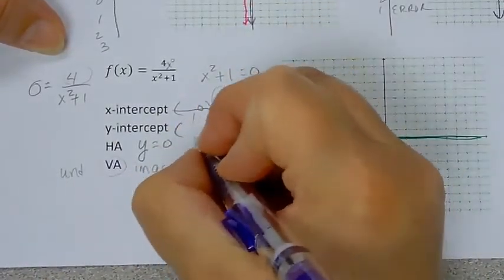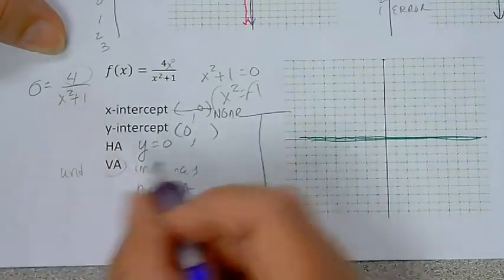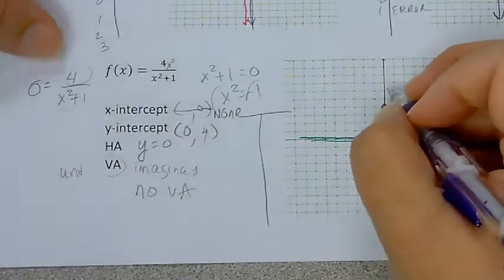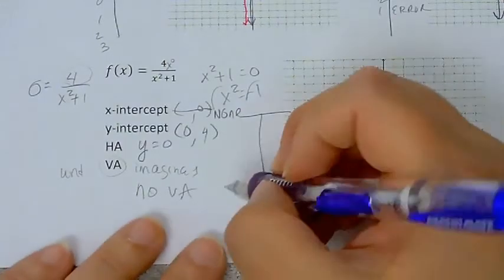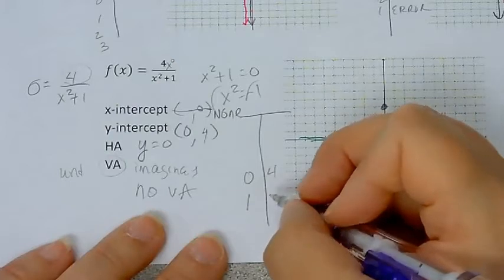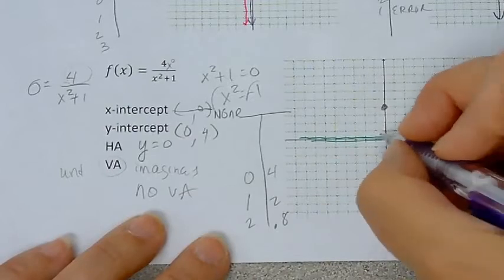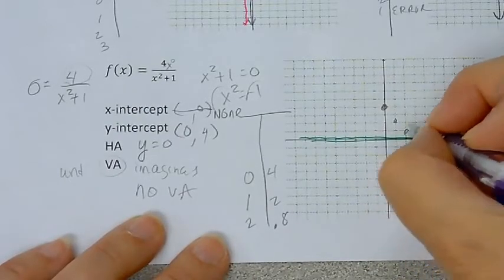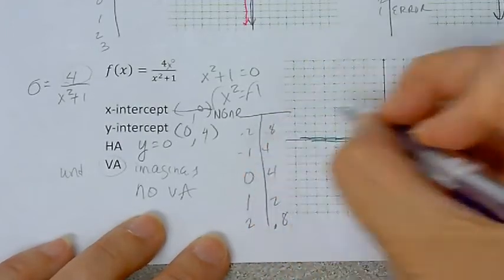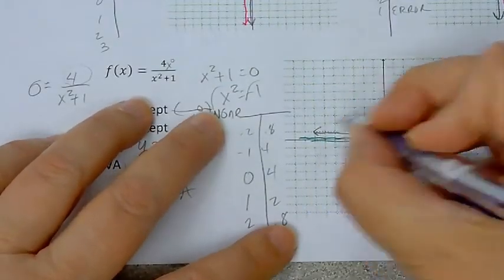The y-intercept is when I put 0 for x. So if I put 0 here, I get 4 over 1, which is 4. So 1, 2, 3, 4. And then, just to save time, and I think my bell's about to ring, so 0, 4, if I put 1 in, I would get 2. And if I put 2 in, I get 0.8. If I put -1 in, I get 4. If I put -2 in, I get 0.8. So this graph looks something like this. And it never touches the line y equals 0.